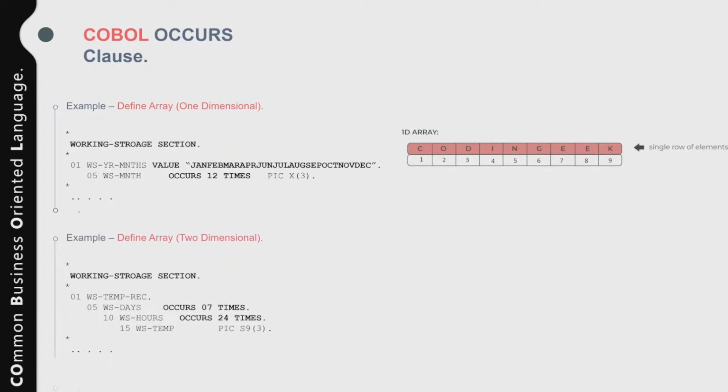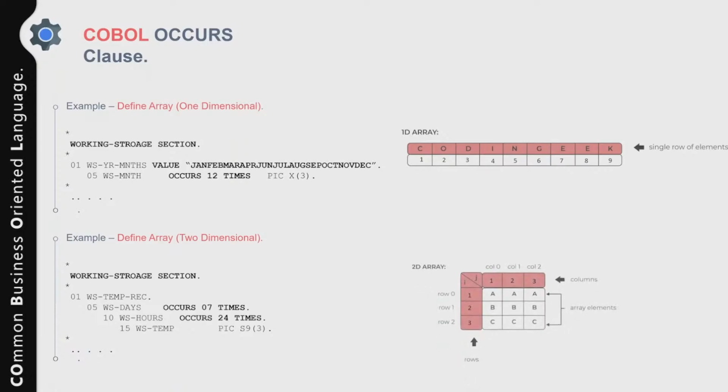In the following example, we have a working storage section, and there we have defined a table called ws-temperature-record. Within that, we have defined a variable at level 05, ws-days, that occurs 7 times. Then within those days, we are recording temperature for 24 hours. So we have defined ws-hours at the next level, level 10, and that will occur 24 times. The actual variable which is going to hold the temperature is ws-temp, and it is defined as PIC S9(3).